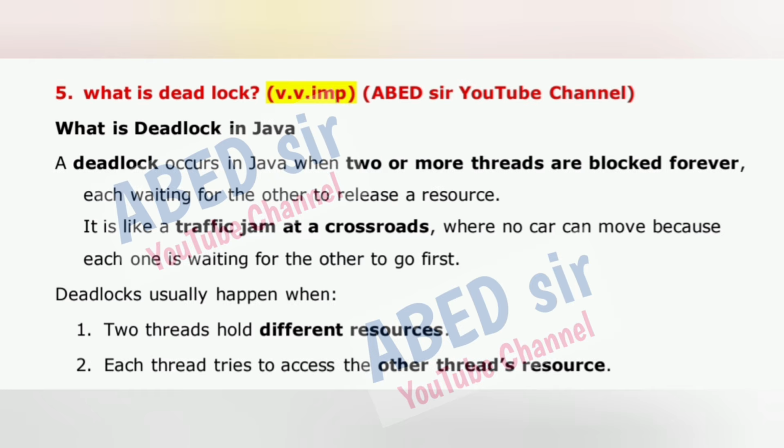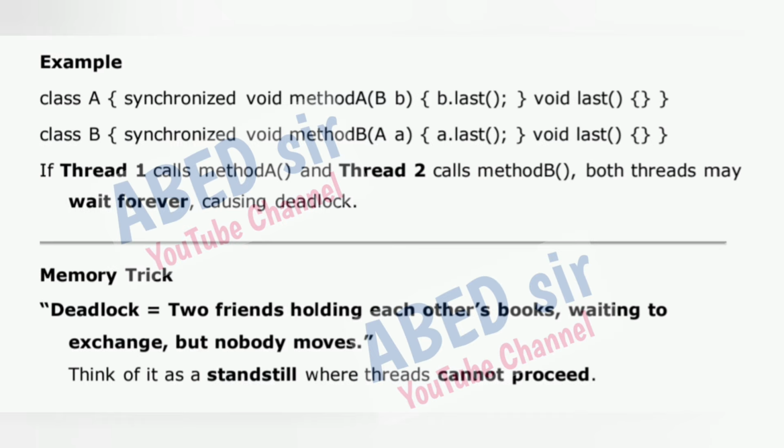Deadlocks usually happen when: 1. Two threads hold different resources. 2. Each thread tries to access the other thread's resource. Example: class A, synchronized void methodA, b.last(), void last(). Class B, synchronized void methodB, a.last(), void last(). If thread 1 calls method A and thread 2 calls method B, both threads may wait forever, causing deadlock.